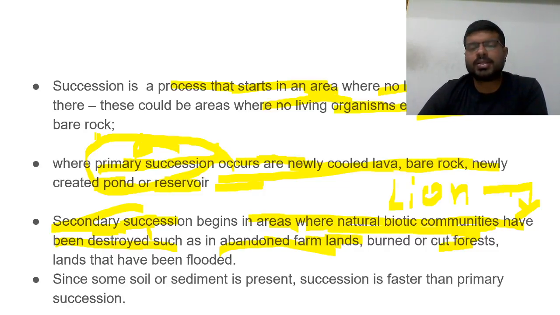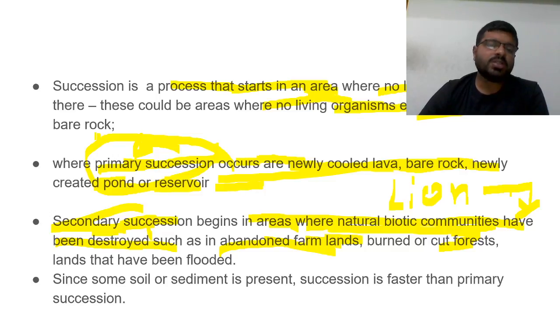Similarly, secondary succession occurs in an area where there might be some kind of destruction. Now the destruction here has happened because a keystone species has been lost in my example. Or else there might be a flood, there might be a drought, or another kind of thing. Secondary succession begins in areas where natural biotic communities have been destroyed, for example by destruction of a keystone species, abandoned farmlands, burned or cut forests, or land that has been flooded.